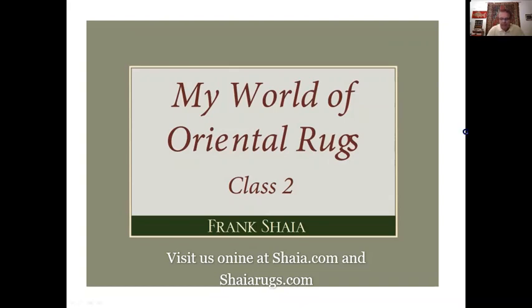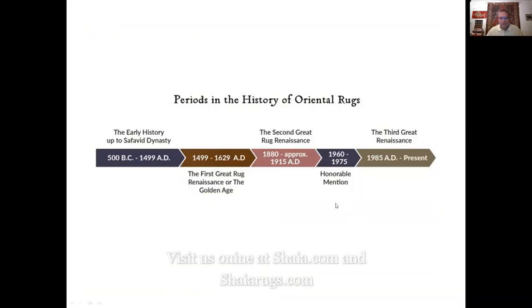So let's just begin. Last week, I briefly showed you this timeline. Tonight, we're going to concentrate on the early history up to the Safavid Dynasty. Then we will talk about the first great rug renaissance, or the golden age, known as the Safavid Dynasty, three shahs in a row during the Age of Enlightenment and the Renaissance period throughout the world. And it didn't change what was in Persia and the Persian Empire.